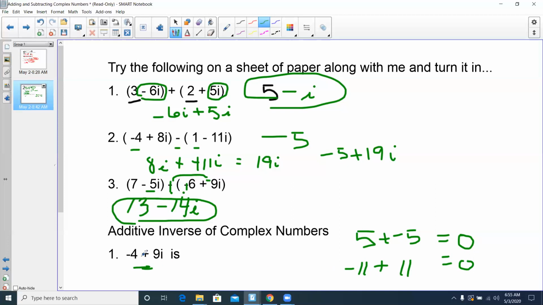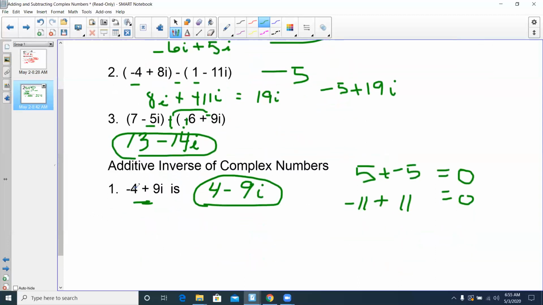So back here, negative 4 plus what would give you 0? Well, that would be a 4, right? 9i plus what would give you a 0? That would be a negative 9i. So when we put these two together, it ends up equaling a total of 0. And this guy right here is what's called an additive inverse, okay? So negative 4 plus 9i, the additive inverse is 4 minus 9i, because when you put these two together, it will equal 0. So let's try one last example.